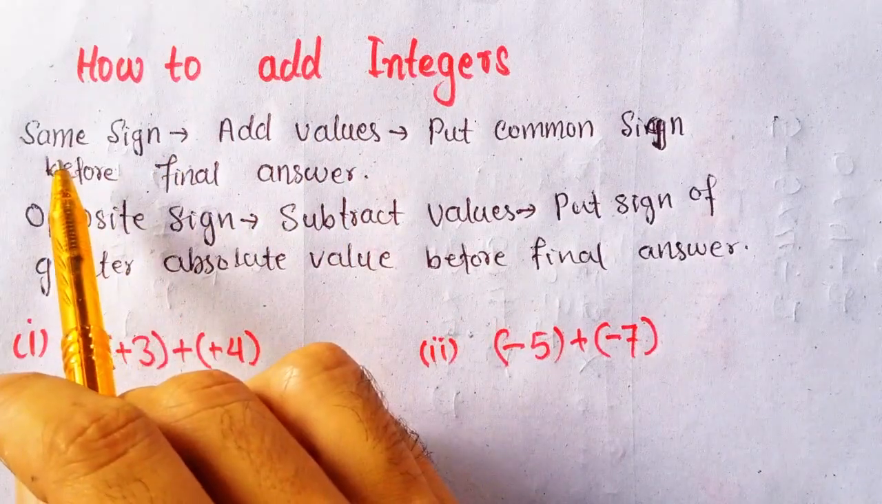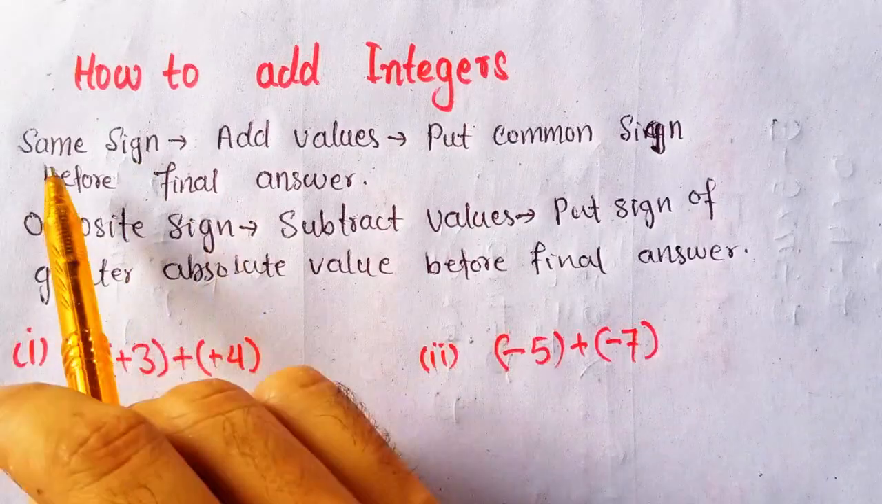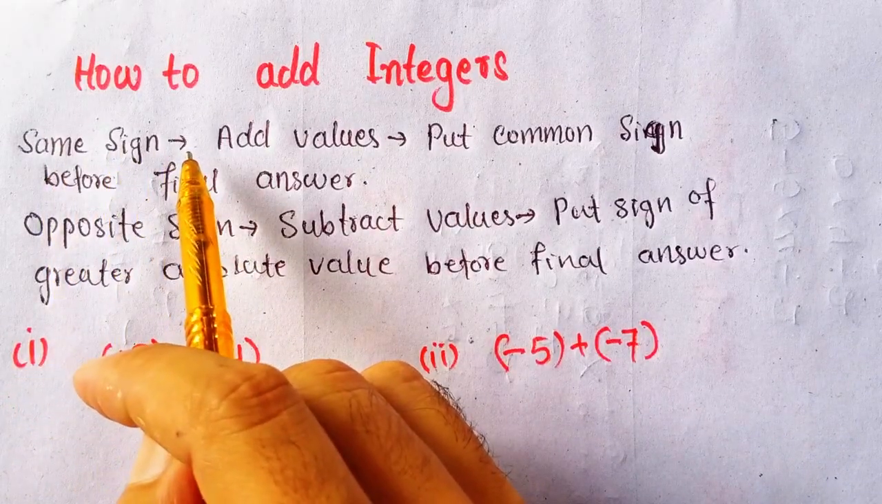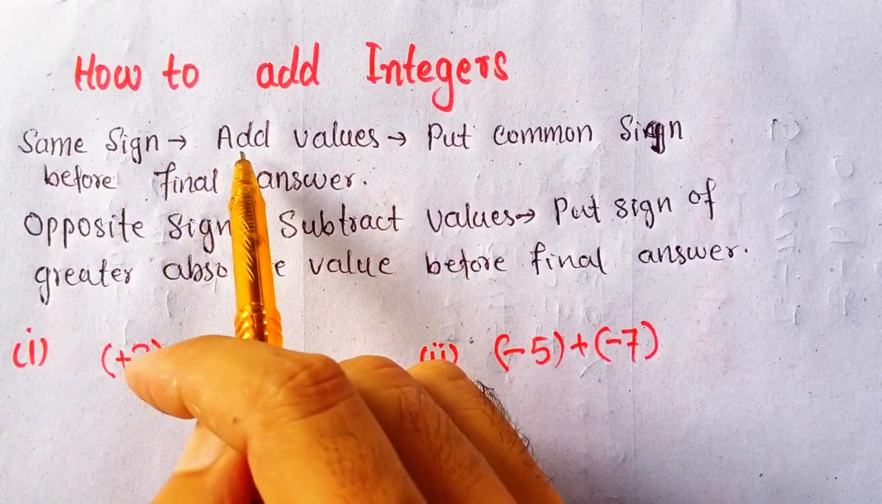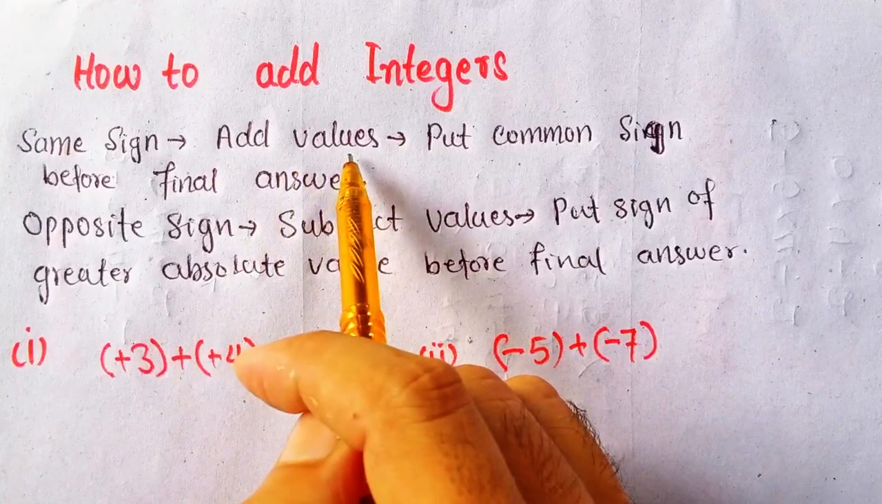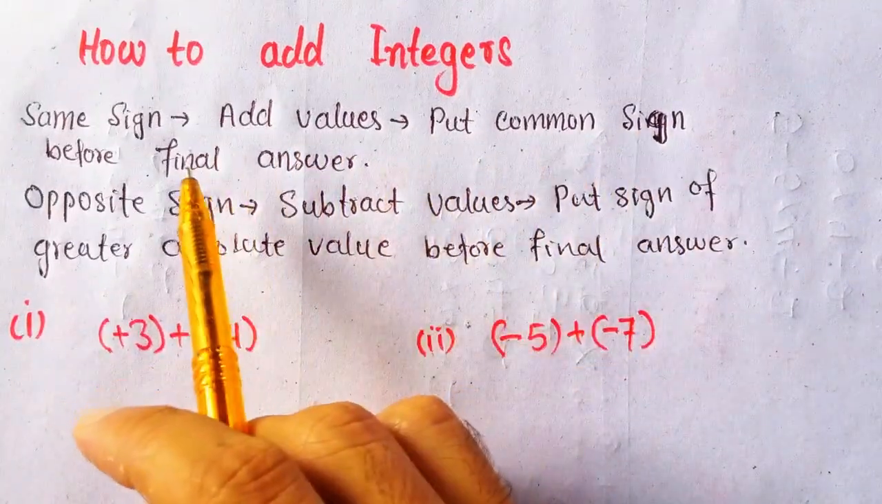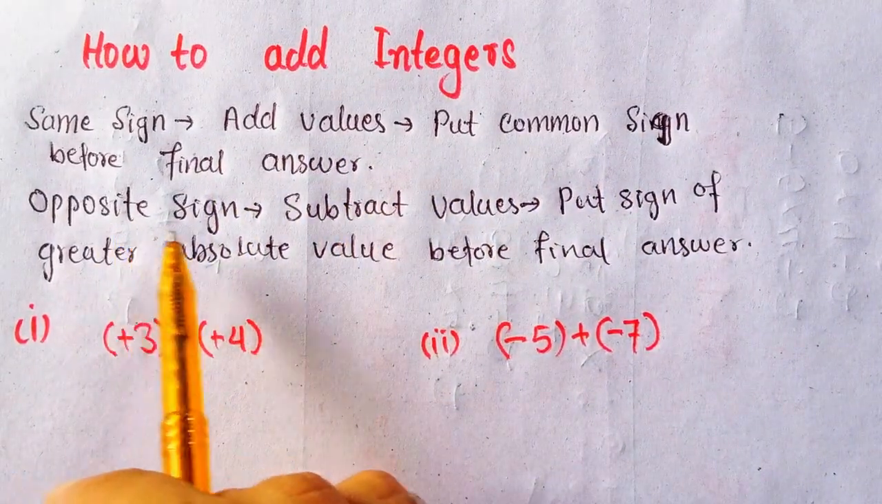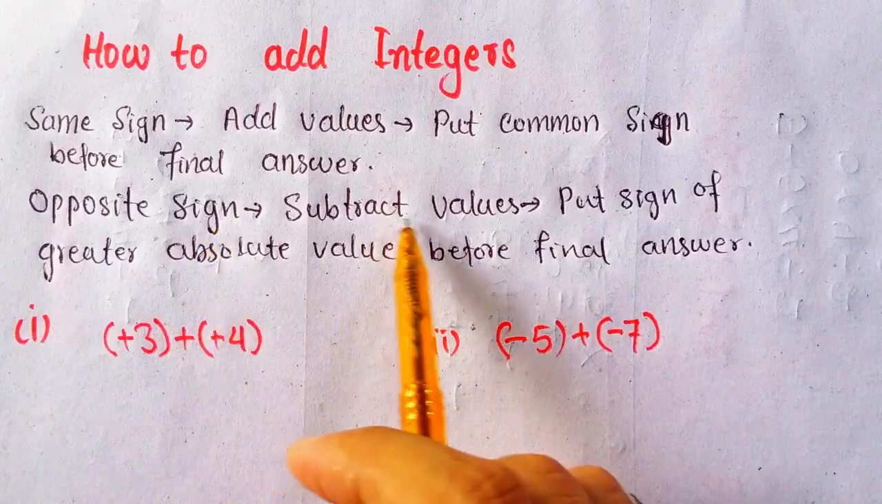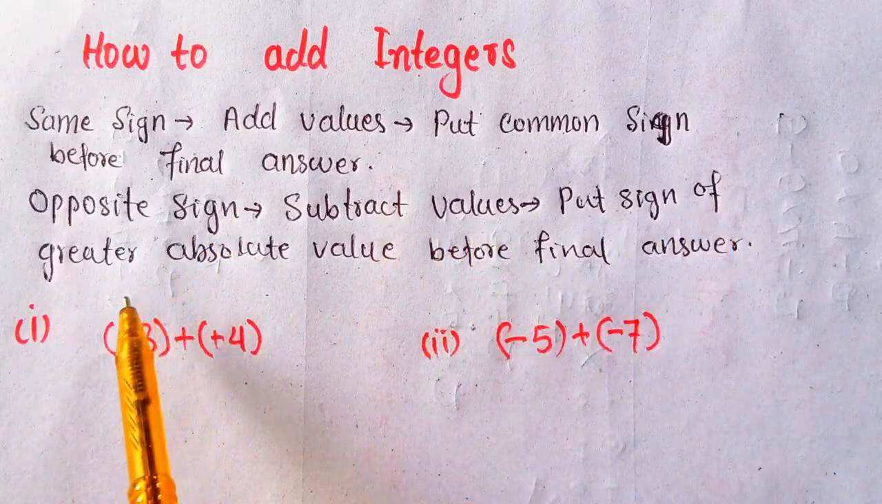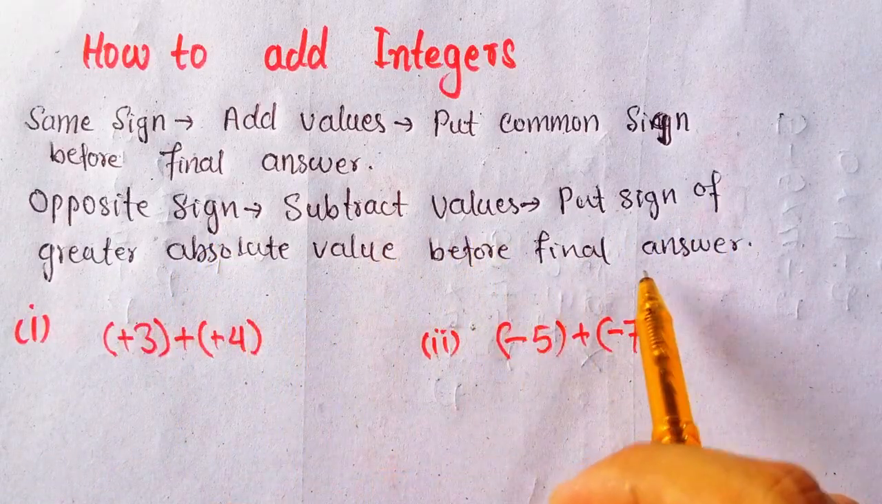The first rule is for the integers with the same sign. If two or more integers have the same sign, then take the absolute values of the numbers, add the absolute values, and put the common sign before the final answer. But if the integers have the opposite sign, then subtract the values and put the sign of the greater absolute value before the final answer.